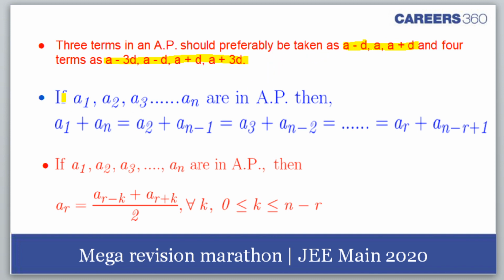Then a1, a2, a3, ..., an are in AP. Then the terms equidistant from the beginning and the end, the sum of the terms equidistant from the beginning and end are equal. So this is the first term from the beginning, this is the last term from the end.